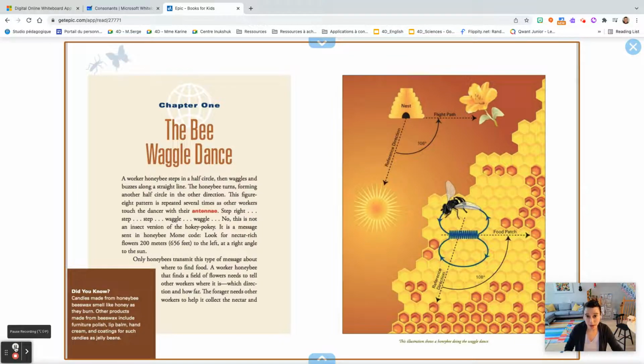Now there are many Ys on this page, but none of them make the y sound because they're not at the beginning of the word. Instead, here they play the role of a vowel, like in the word honeybees, in the word jelly, and in the word hokey pokey.